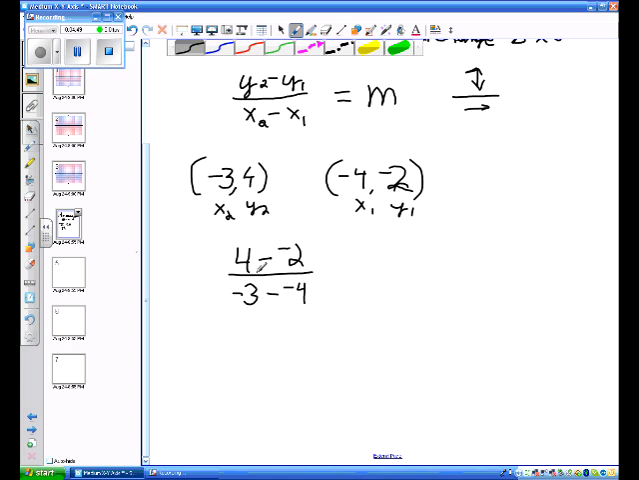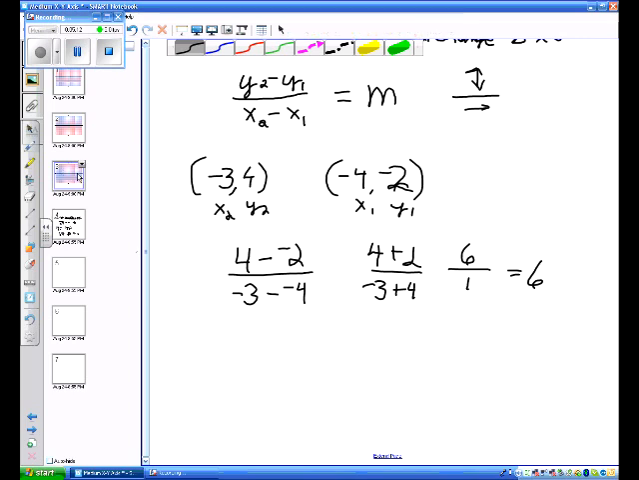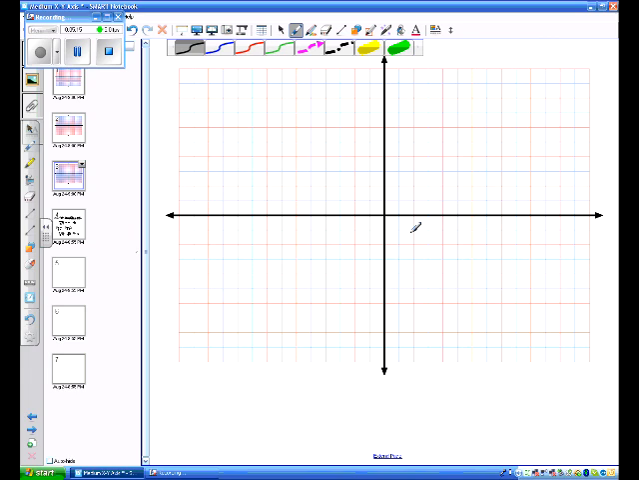We know from our sign rules that minus a negative is the same as a plus, so this would be 4 plus 2 over negative 3 plus 4, which gives us 6 over 1, or 6. What that means is for every 6 units we go up, since it's positive, we'll go 1 unit to the right. If we wanted to graph those two points just to see what's happening, we have (-3, 4) and (-4, -2).